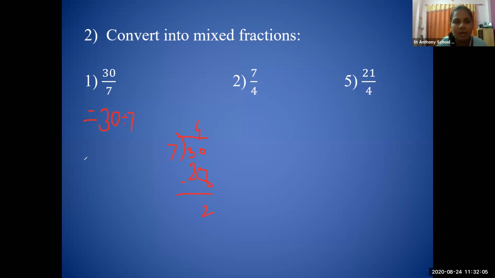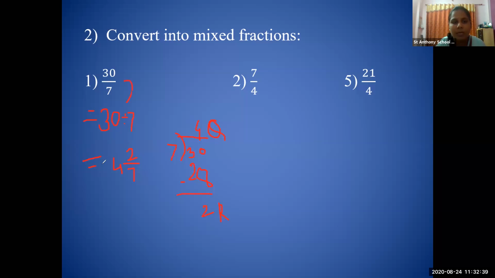So how do I make this into a mixed fraction? This 7 is the denominator, so it will remain as it is. Now I can take 4 as the quotient and 2 as the remainder, right? Here will be our quotient and here will be our remainder. Understood? First step is what? 30 divided by 7. Then 7 4s are 28 and 2 is the remainder. Now we write 4 as the quotient.